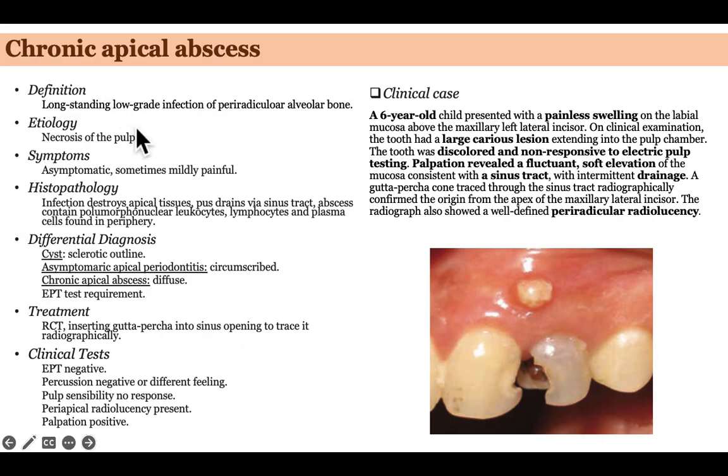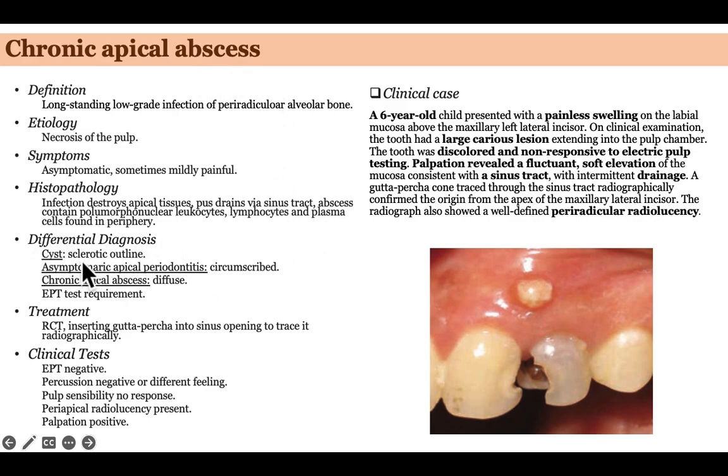In chronic apical abscess, the definition and etiology are the same as acute, but in most chronic disease we don't have symptoms, so it's asymptomatic, but sometimes maybe mildly painful. For histopathology, it's the same as acute, but in the chronic apical abscess we have a sinus tract. So this is the main symptom of the chronic apical abscess: sinus tract.